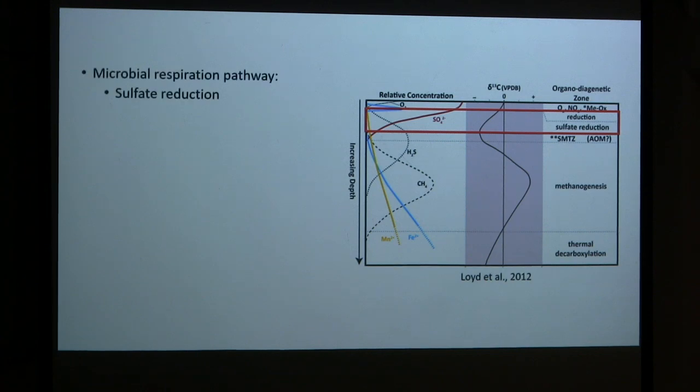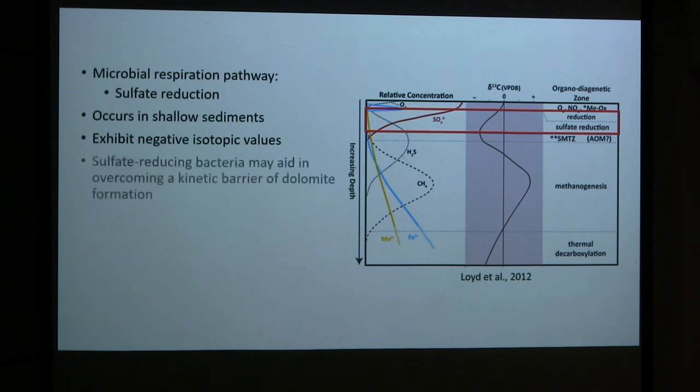Next up, sulfate reduction. This occurs in shallow sediments, usually a little bit below the previous processes. But these also exhibit negative isotopic values. You can see the sulfate being drawn down and the negative isotopic values that follow. It's thought that sulfate-reducing bacteria can help aid in overcoming the kinetic barrier of dolomite formation.